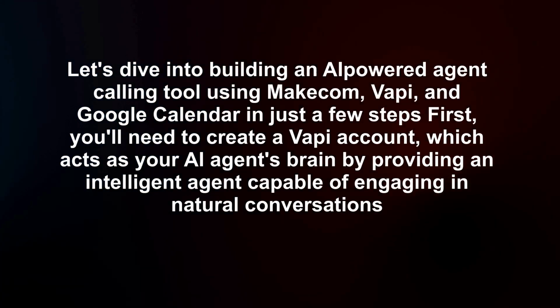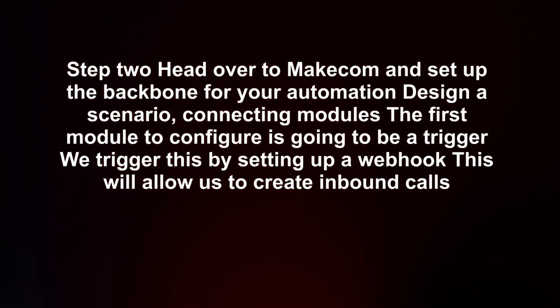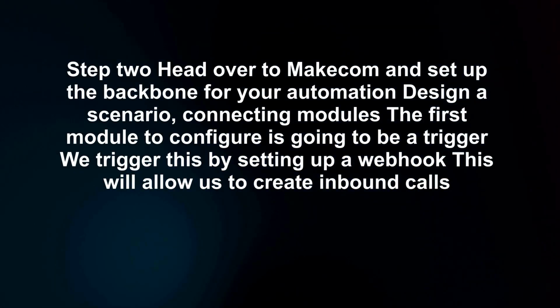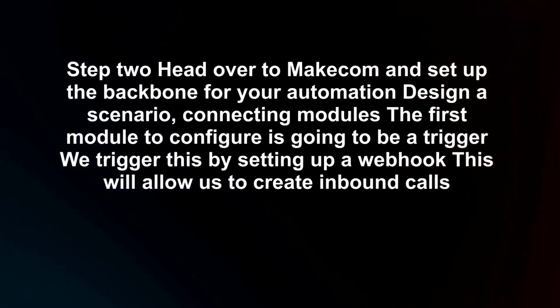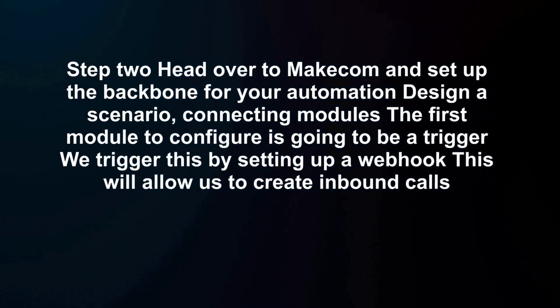an intelligent agent capable of engaging in natural conversations. Step two, head over to Vapi and set up the backbone for your automation. Design a scenario. Connecting modules. The first module to configure is going to be a trigger. We trigger this by setting up a webhook. This will allow us to create inbound calls.